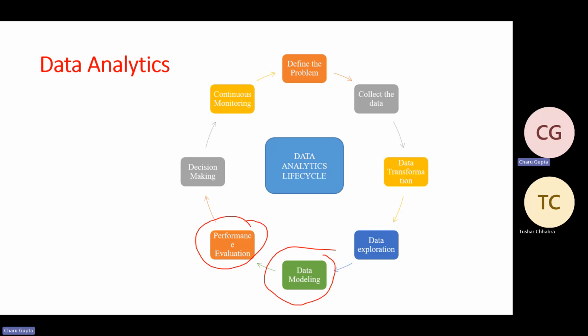In data modeling, we apply advanced algorithms and then we evaluate their performance. It might happen that the first algorithm is giving me X prediction and the second algorithm is giving me Y prediction. So which one is better, or which one is giving me the actual prediction? That we evaluate. Once we have compared and evaluated the performance of different algorithms, we decide. This is the decision making. And once the decision making is done, we perform continuous monitoring. So this is basically the data analytics life cycle.